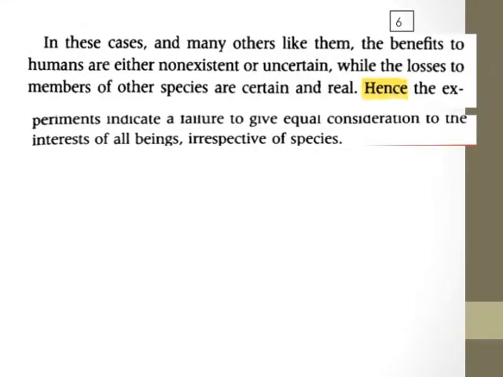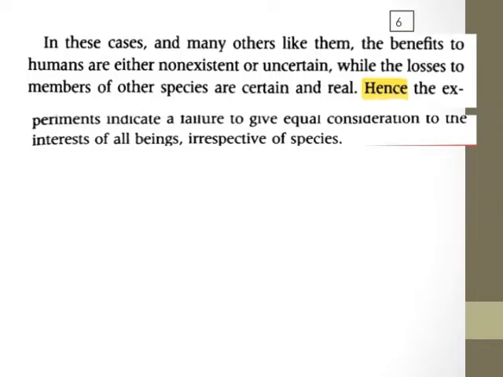And here we are presented with another argument. You can see that hence is an argument marker since it introduces a conclusion. So we can see that we're told, well, the benefits of the experiments to humans are either non-existent or uncertain, and the losses to members of other species are certain and real. This is a premise. Then the conclusion, marked by hence, is that these experiments indicate a failure to give equal consideration to the interests of all beings, irrespective of species.